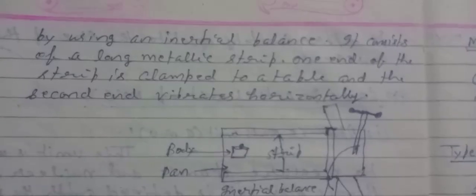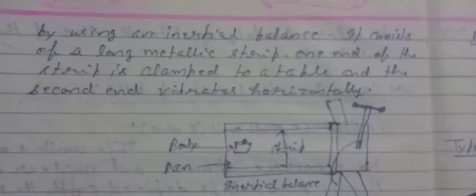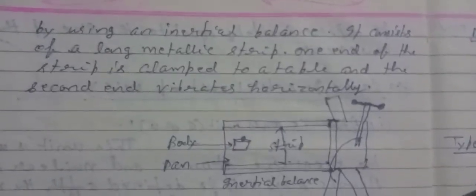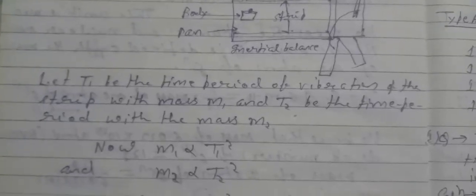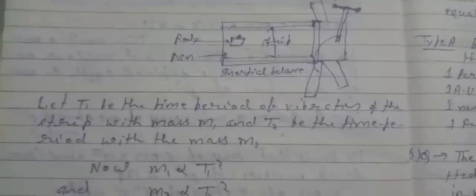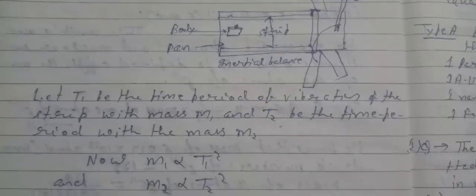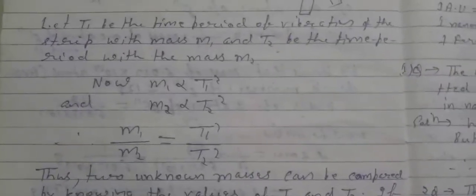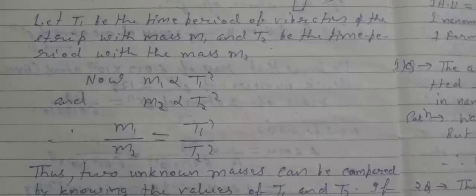Inertial mass can be measured by using an inertial balance. It consists of a long metallic strip. One end of the strip is clamped to a table and the second end vibrates horizontally. Let T1 be the time period of vibration of the strip with mass m1 and T2 be the time period with mass m2. Now m1 is proportional to T1 square and m2 is proportional to T2 square.